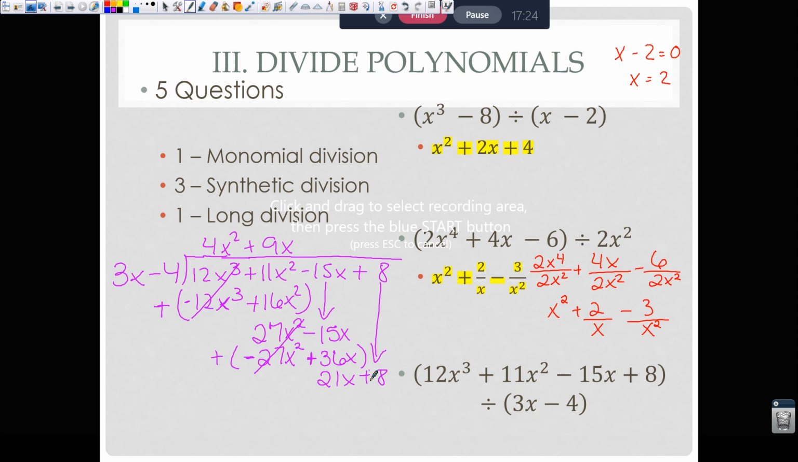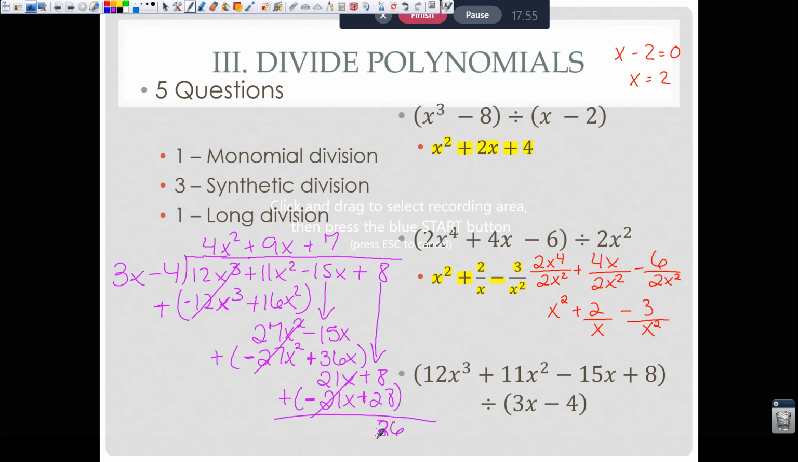Okay, what number multiplies together with 3x to give me 21x? That is 7. So 7 times 3x would be 21x. 7 times negative 4 would be negative 28. Okay, then we're going to subtract. So I'm going to distribute my negative and then add. Then I'm going to cancel those out, and then I am left with a remainder of 36.